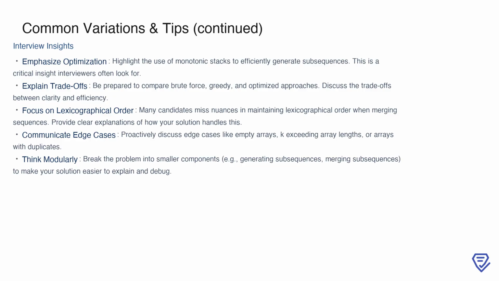Don't forget to proactively communicate edge cases, such as empty arrays, scenarios where k exceeds the total number of elements, or arrays with duplicates. Finally, think modularly. Breaking the problem into smaller components, like generating and merging subsequences, not only makes your solution easier to explain but also improves its clarity and correctness.